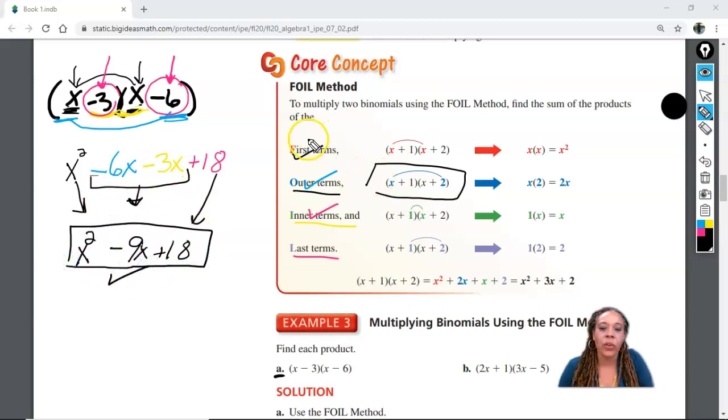So that's how you do the FOIL method. The first terms get multiplied, the outer terms get multiplied, the inner terms get multiplied, and then the last terms get multiplied, okay? So first of all, feel free to comment below or send me a message. Do you like the table method better, or do you like the FOIL method better?